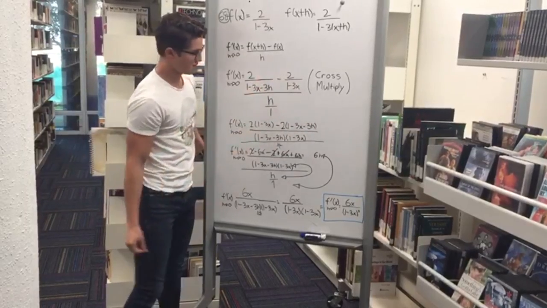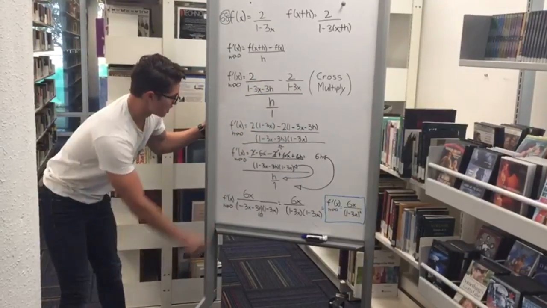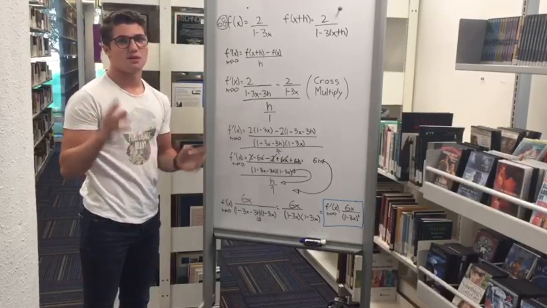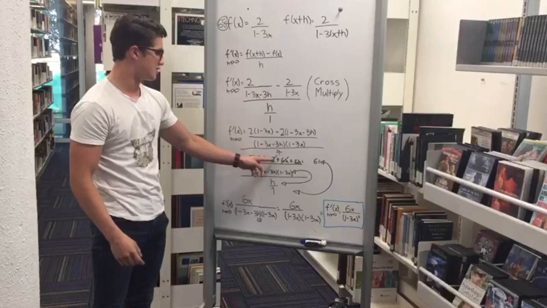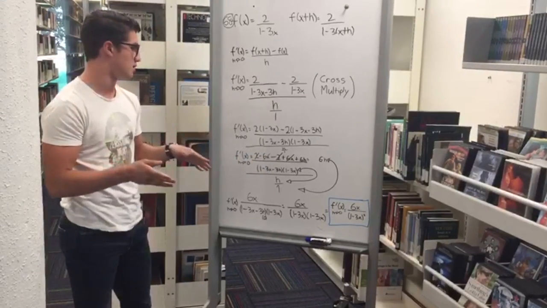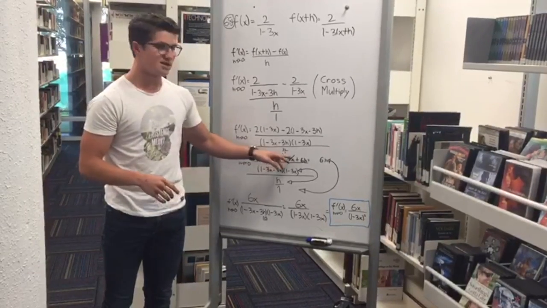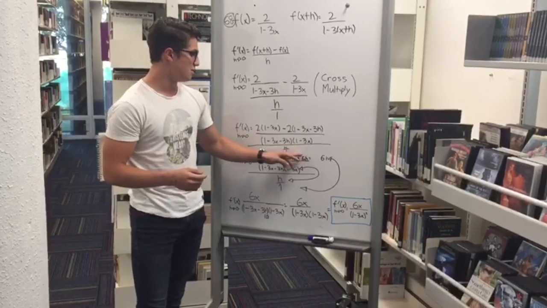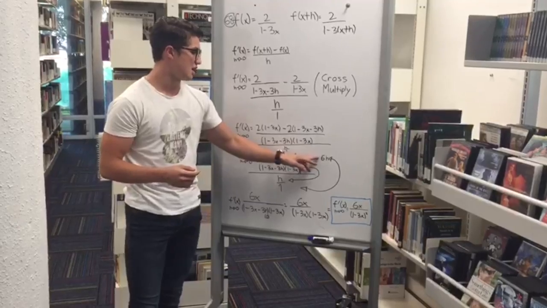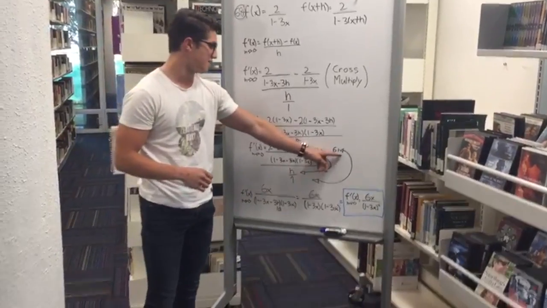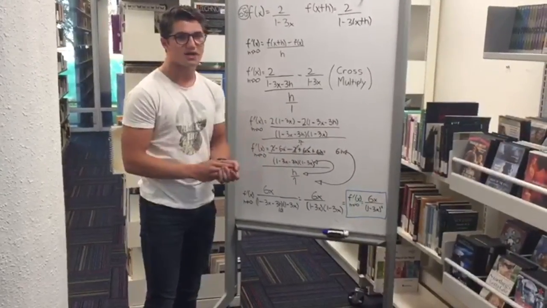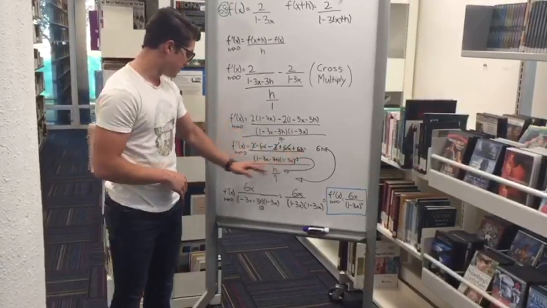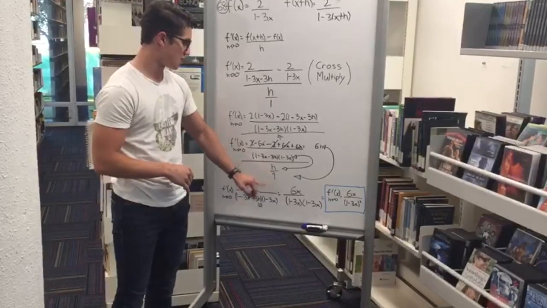plus 6x plus 6h. After this, we're going to get all of this, but we want to cancel out the common factors: 2 minus 2, which will give us 0, so we cancel them out. Negative 6x plus 6x, we're going to cancel them out, and we're going to be left with just the 6h. The 6h will have the same denominator, which is 1 minus 3x minus 3h and 1 minus 3x, and all of this over h over 1.